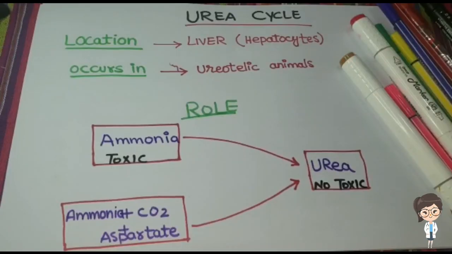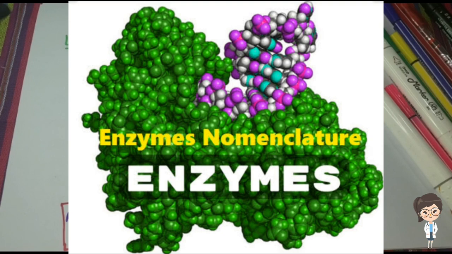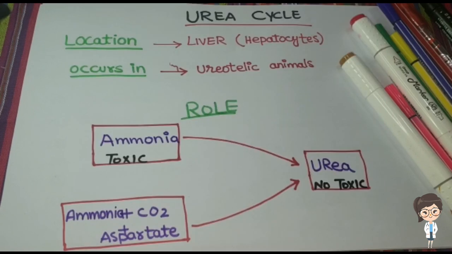Urea cycle is also known as the ornithine cycle or Krebs-Hansley cycle. Before talking about the actual cycle, let's discuss some features and mnemonics to remember urea cycle steps and enzymes. So, what is the urea cycle? The biochemical process in which urea is produced from ammonia and other compounds is called the urea cycle.